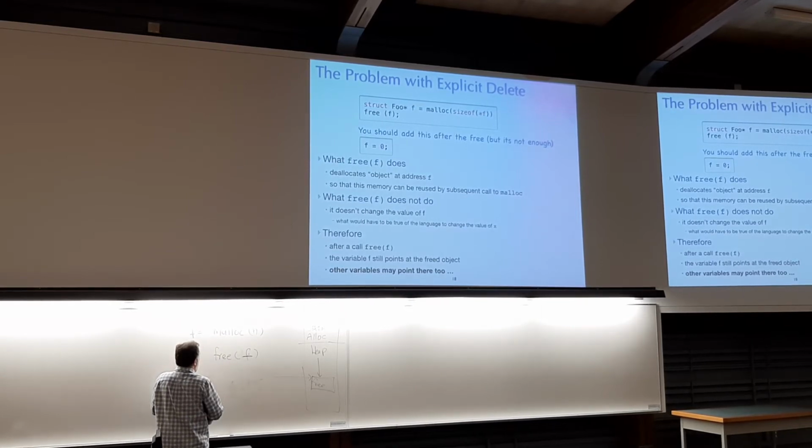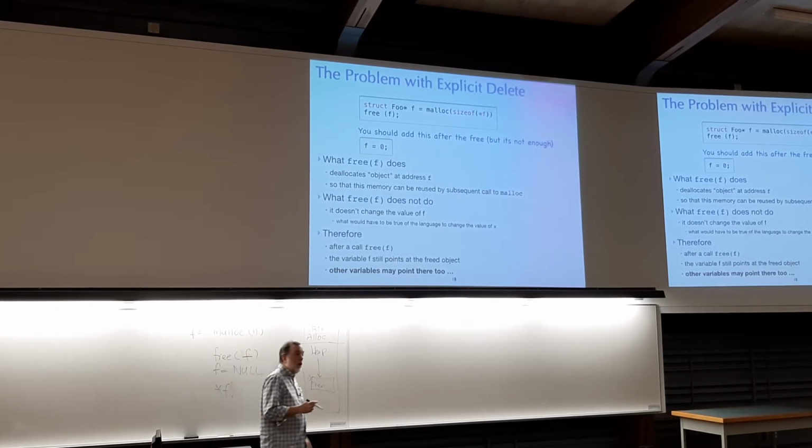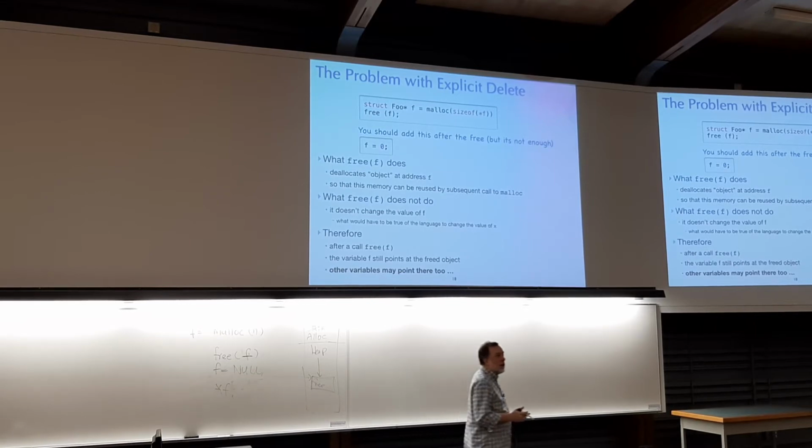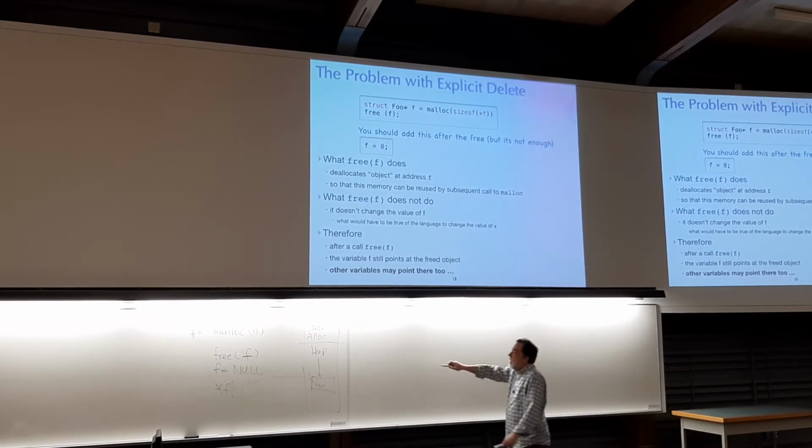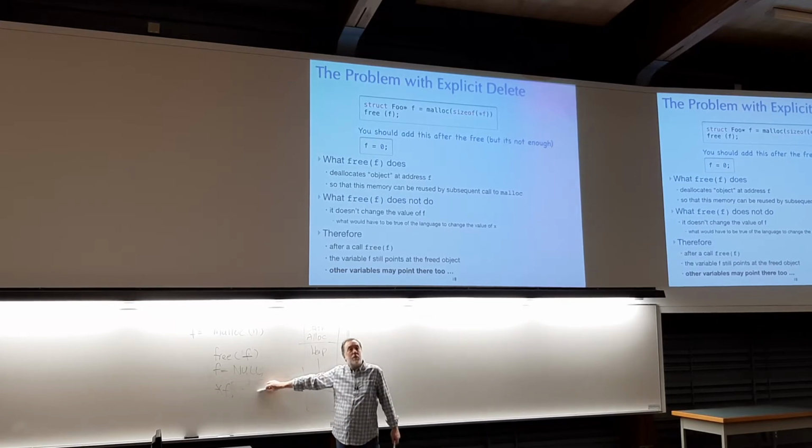But if I set p equals 0, or you can do this, NULL, same thing, and then I do this, that's also not great, but it's not a dangling pointer. This is dereferencing the null pointer, and that will cause a segmentation fault.